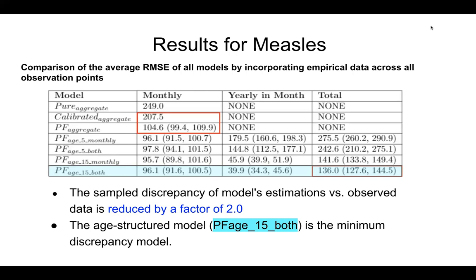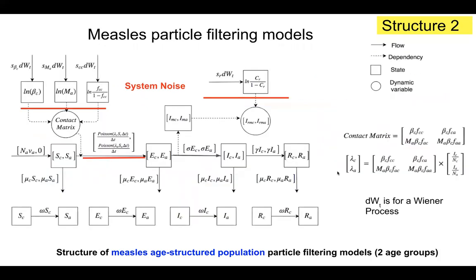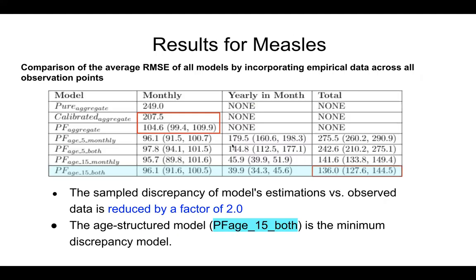Okay, so I see a question: can you please go over what the pure aggregate model is? So the pure aggregate model, I didn't plot it, is simply an SEIR model. You can ignore all the stochastic parts. Here, the new infection process from S to E is simply beta times I times S divided by N. So in general, it is the SEIR model that we had originally before. If you have questions, you're welcome to speak out. Yeah, thank you.